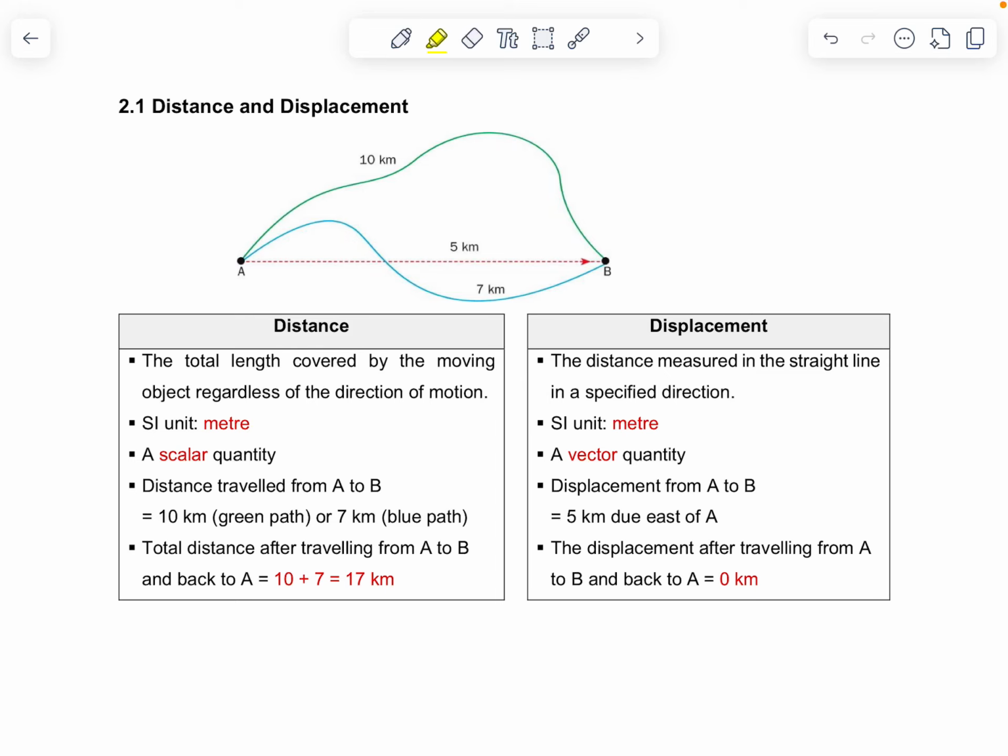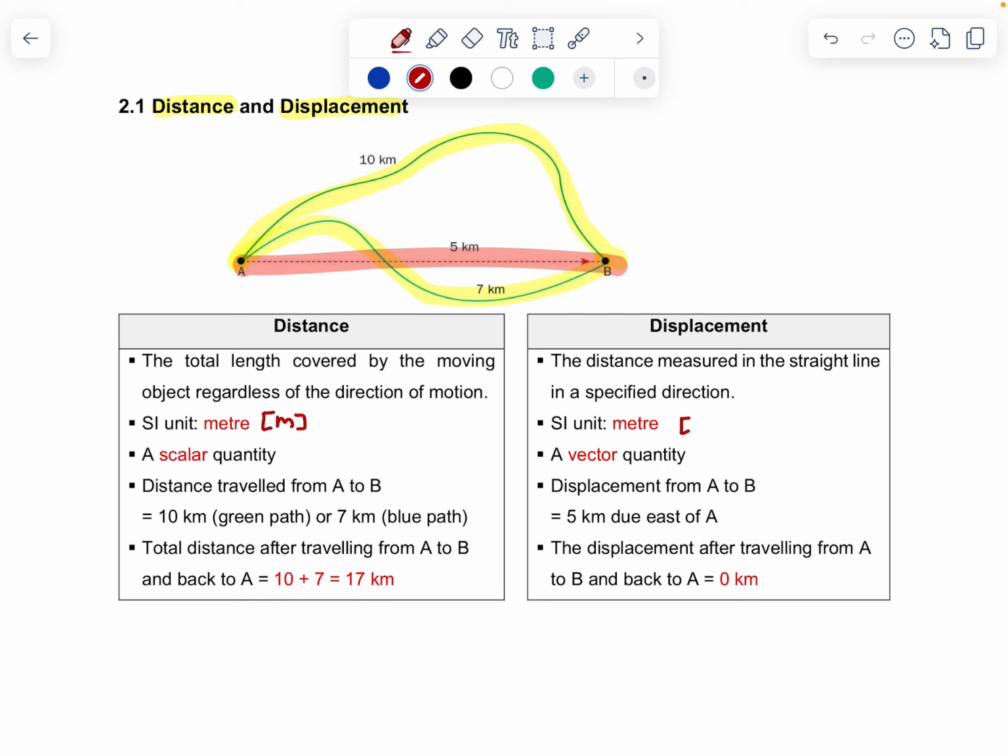Chapter 2, Kinematics. First, let's look at the difference between distance and displacement. For distance, it can be this path from point A, 10 km to point B, or this path, which is 7 km. That's the distance traveled. But displacement is the distance measured in a straight line from one point to another point, and also the shortest distance.